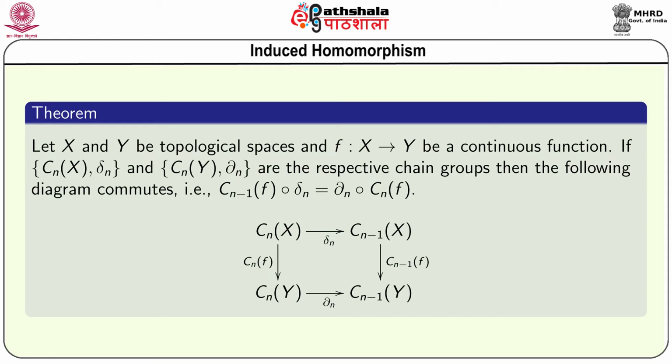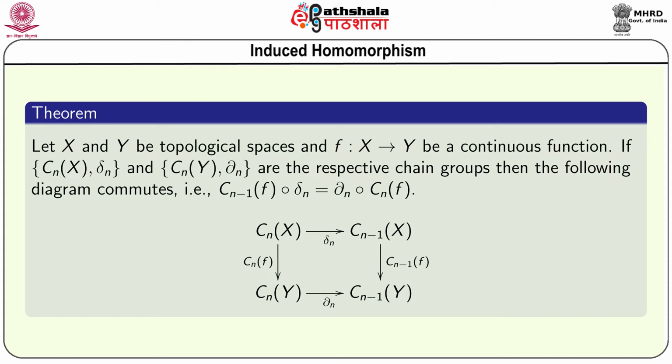Then we can prove that the following diagram commutes. We have already defined the boundary homomorphisms delta n from C_n(X) to C_{n-1}(X), as well as the boundary homomorphisms from C_n(Y) to C_{n-1}(Y). We have already got the expressions for the induced maps C_n(f) and C_{n-1}(f).